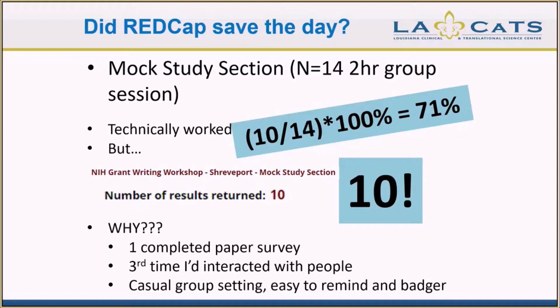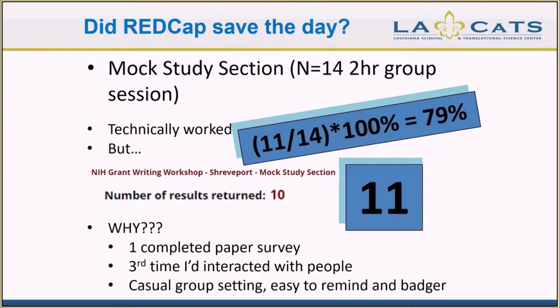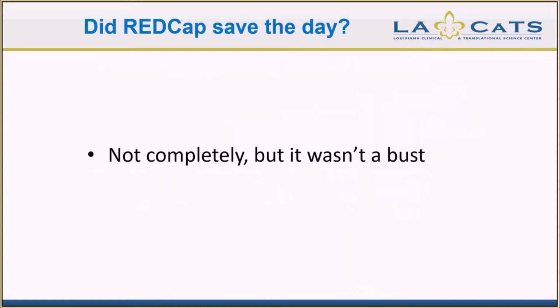One person did offer to take it via paper, so there's 1 paper survey for me to enter. But I was certainly able to gain their buy-in and their trust by that point, so it worked well. All right, so with that being our results, our final response rate for the mock study section was 79%. Pretty good. I'll take it.